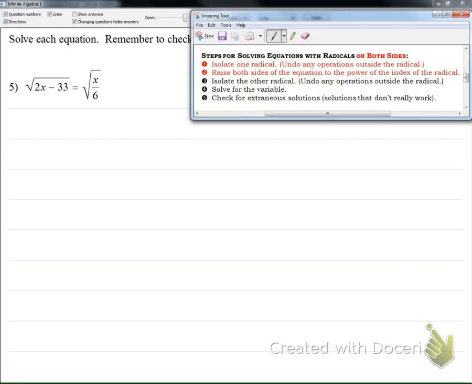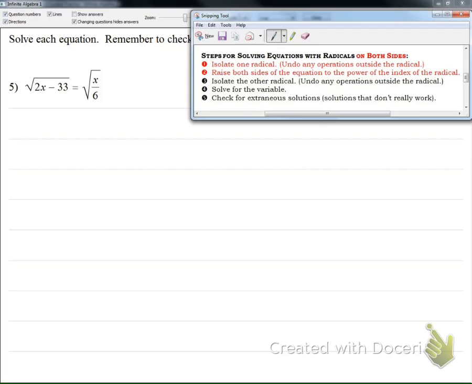In this case, both of them are already by themselves, and then raise it by the power of that. You're going to eliminate one radical at a time. It just so happens, though, when you have a radical on both sides of the equation without anything on the outside of them, they will both eliminate simultaneously. Let me show you what I mean.